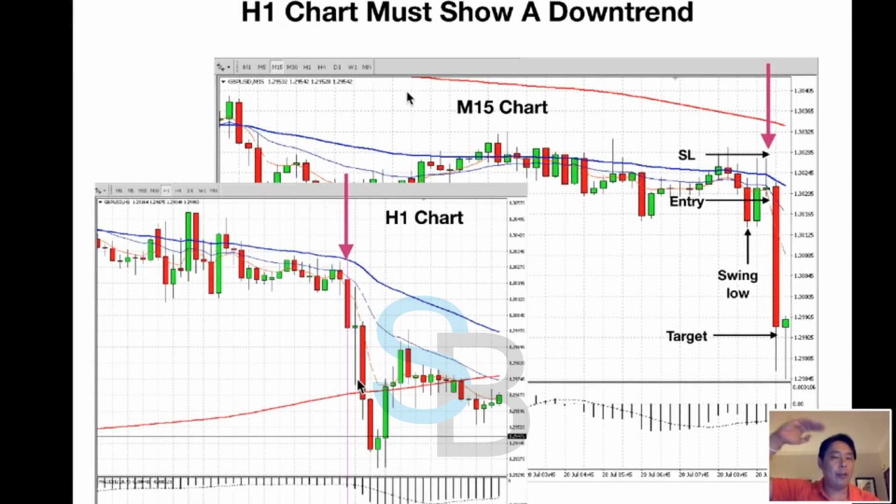Because remember, these moving averages act as support and resistance. So if the 200 was closer, I would probably not have taken this trade. But it's far enough, I would take this trade, and sure enough, it slammed to the 200 moving average.